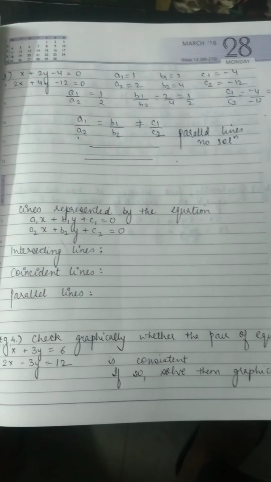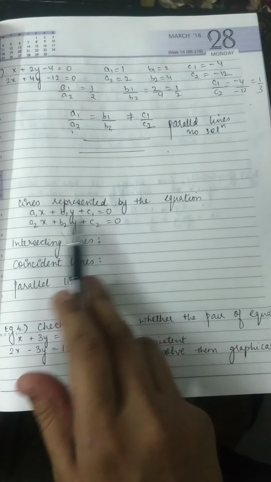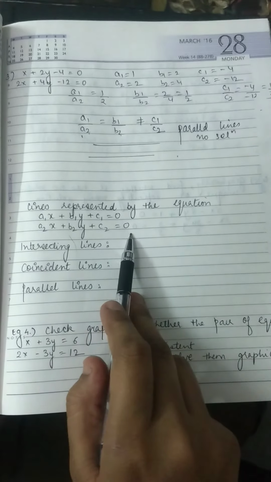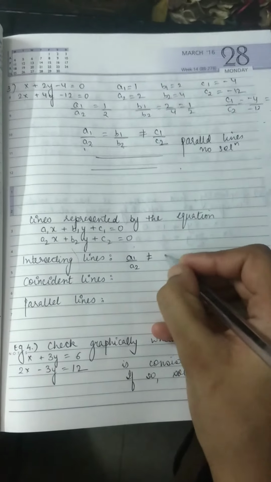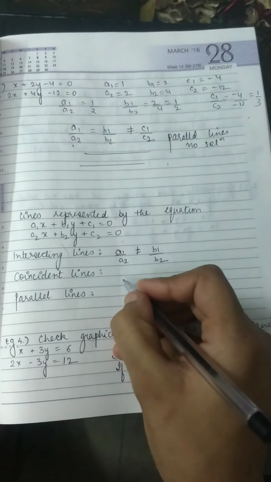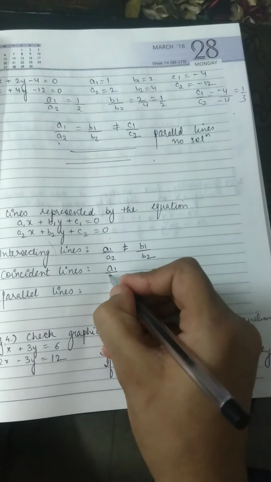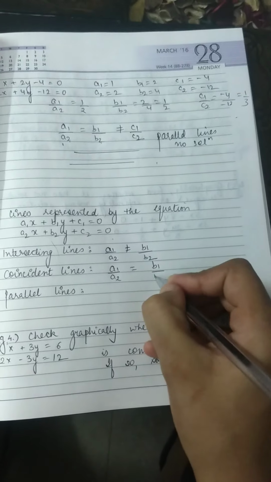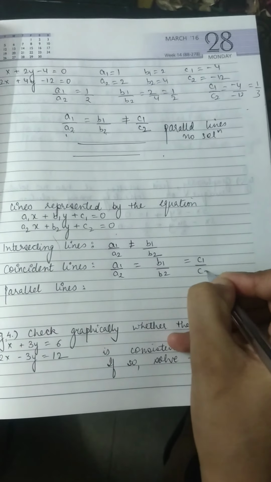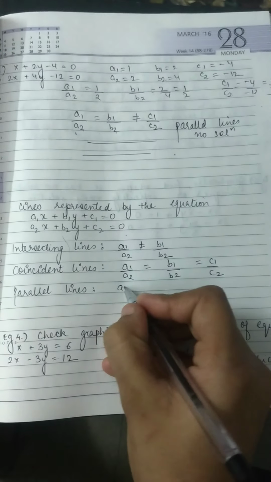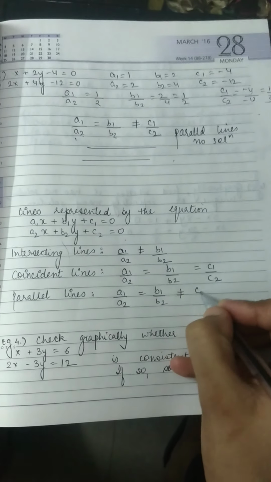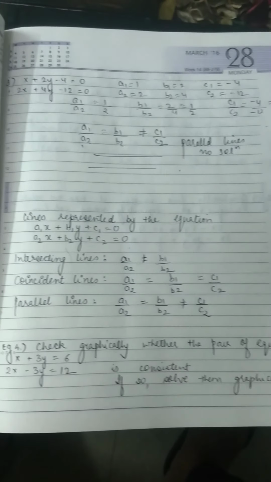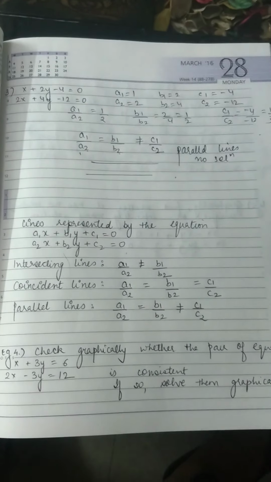So what we can say is, for the lines represented by the equations a1x plus b1y plus c1 is 0 and a2x plus b2y plus c2 is 0: intersecting lines will have a1 upon a2 not equal to b1 upon b2. Coincident lines will have a1 upon a2 equal to b1 upon b2 equal to c1 upon c2. And parallel lines will have a1 upon a2 equal to b1 upon b2, which is not equal to c1 upon c2. This is valid for all equations.